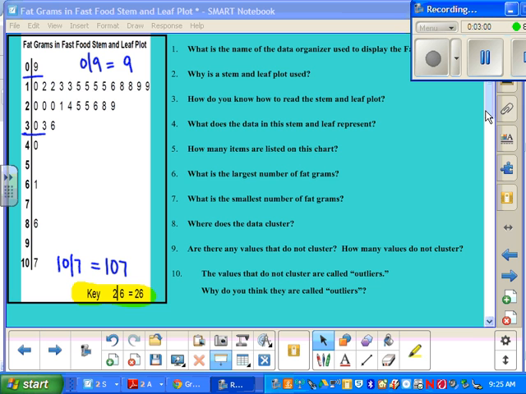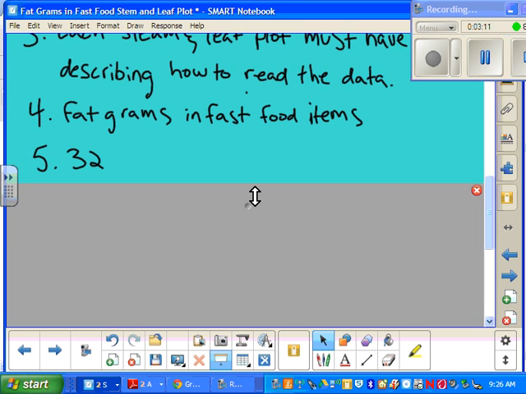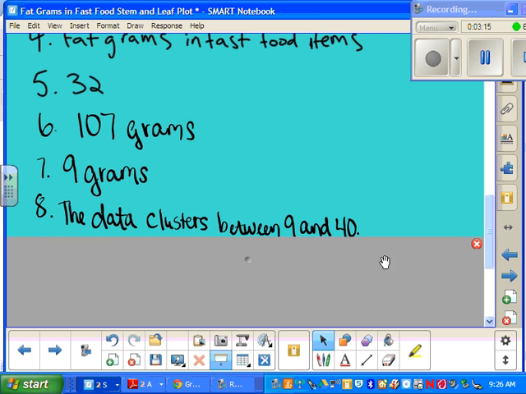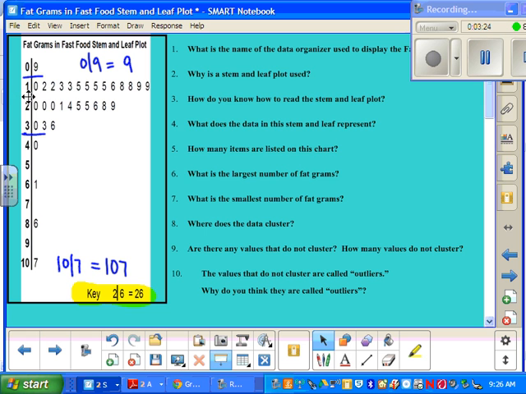Number 8, where does this data cluster? We already drew where it clusters here, but let me show you what to write for these few. As you can see from the chart, the data clusters between 9 and 40. What we mean by cluster is, let's just look up here. That's where a lot of the data points are mostly centered, right here.